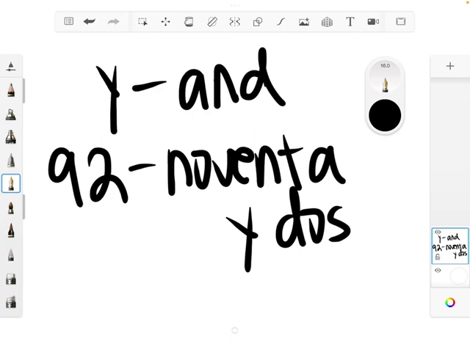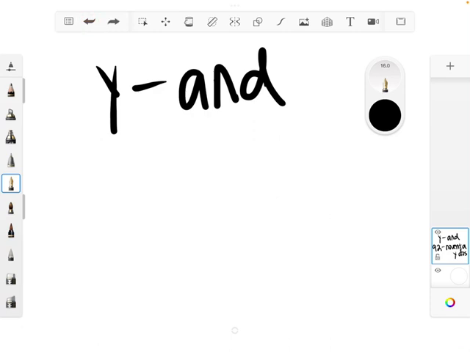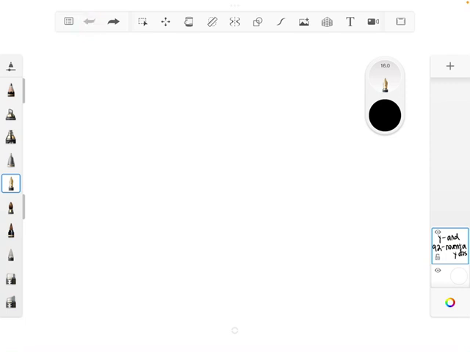Okay, so with numbers that end in uno, like 31, 41, etc., uno becomes un before a masculine noun and una before a feminine noun. So, hay treinta y un chicos, hay treinta y una chicas.